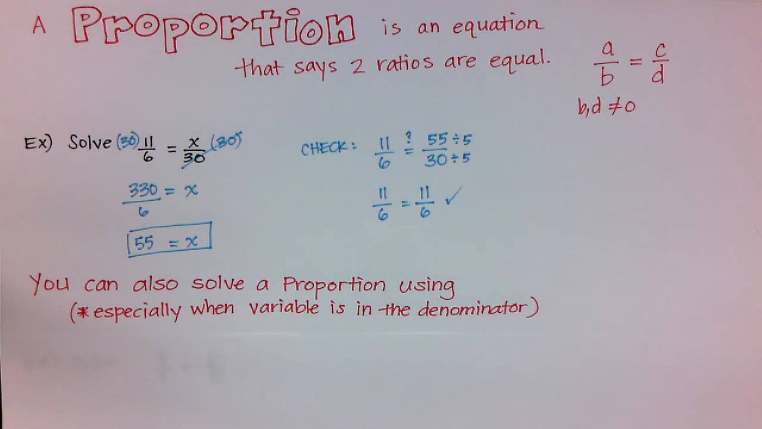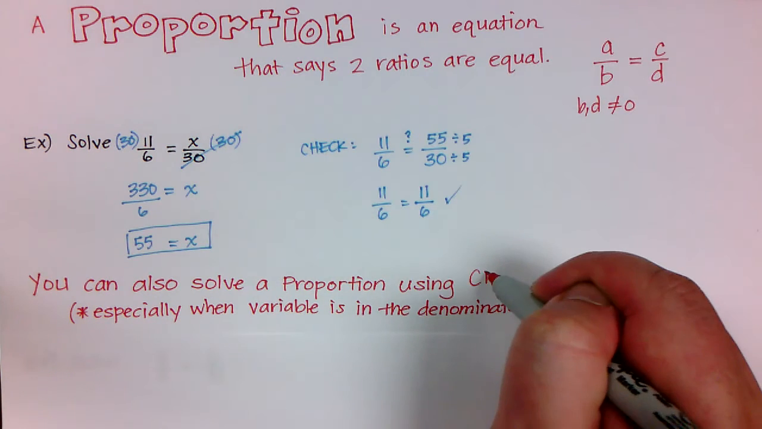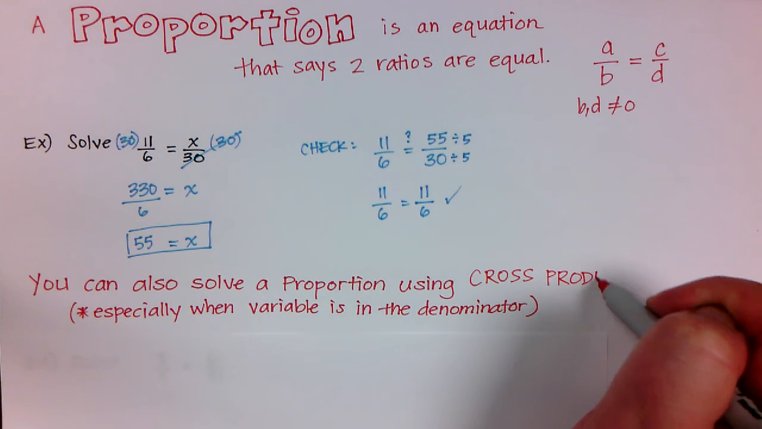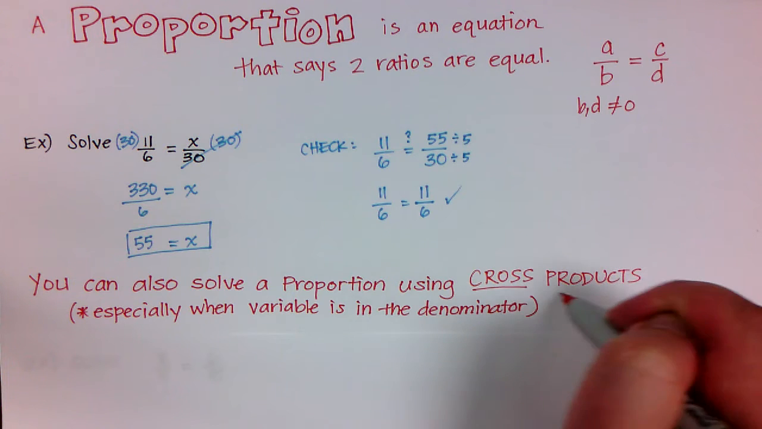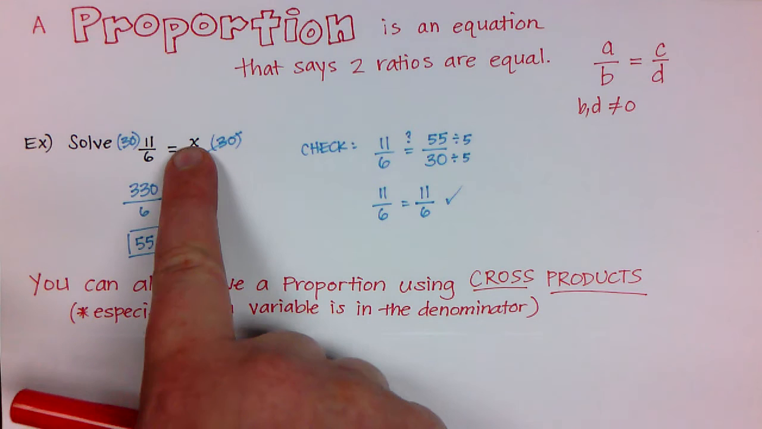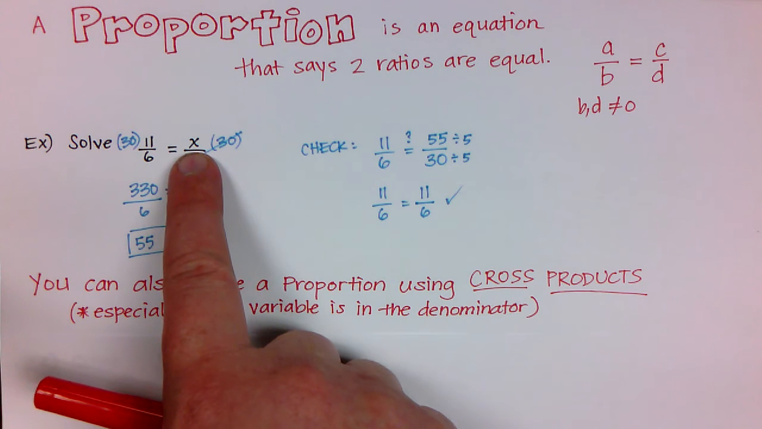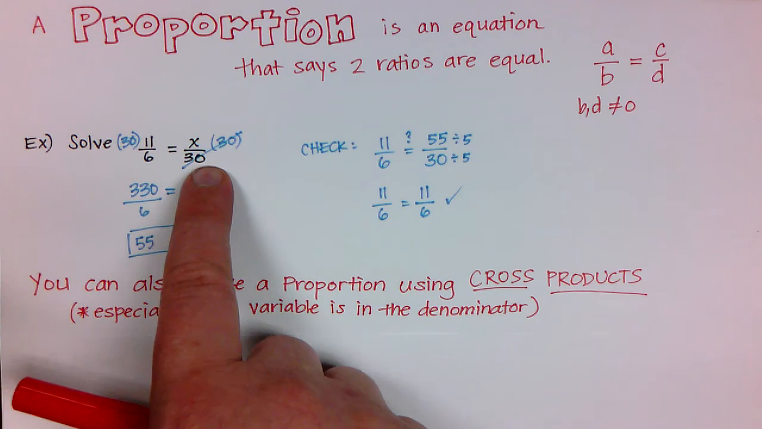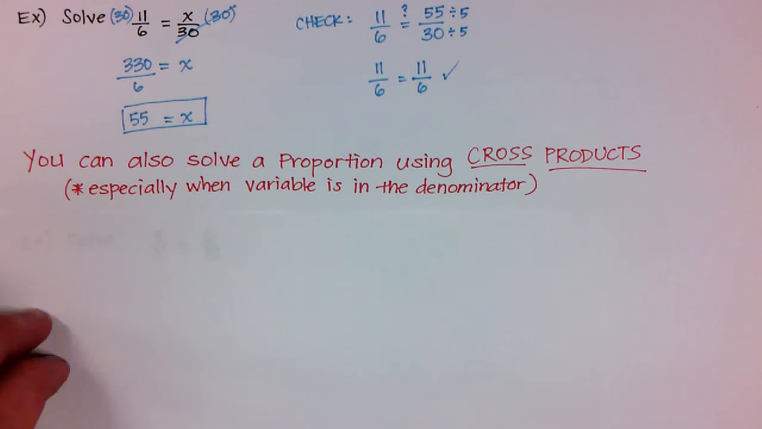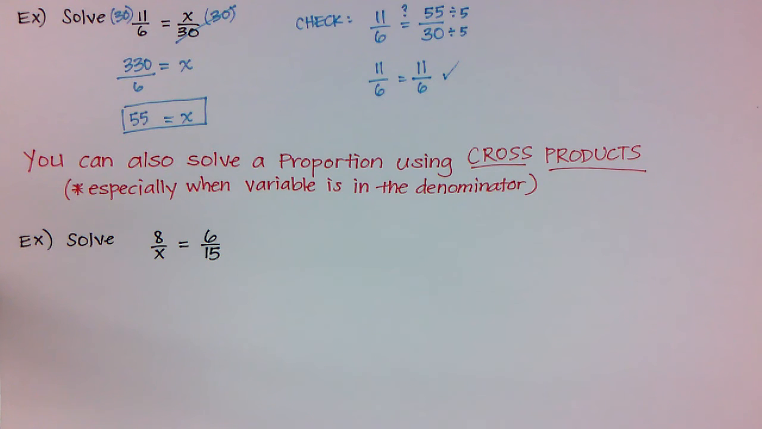Now, you can also solve a proportion using cross products. That's what we're going to fill in right here. Cross products. This is going to be a really, really good technique to use when you have a variable in the denominator. So in our example here, the variable was on top, right, in the numerator. So I only had one step, and that was to get rid of the 30. But when it's in the denominator, it's kind of hard to do that, which is why we use cross products.